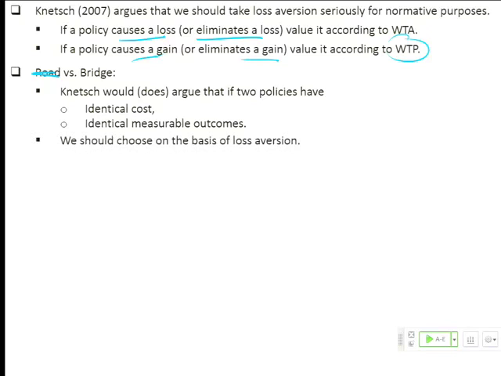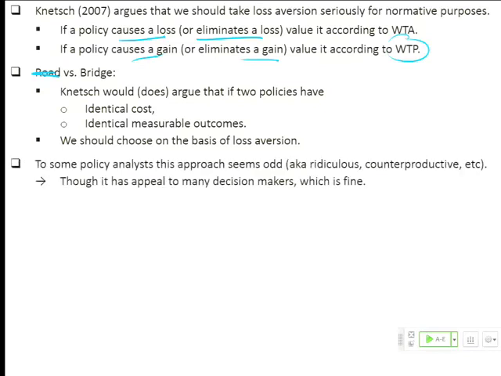Right? That becomes literally the deciding policy-making criterion. I can't choose between these 2 projects because they're basically observably identical, so I'm just going to ask people how they feel about loss aversion. Right? I'm trying to frame this in a ridiculous way. Okay? To some policy analysts, this approach seems odd.